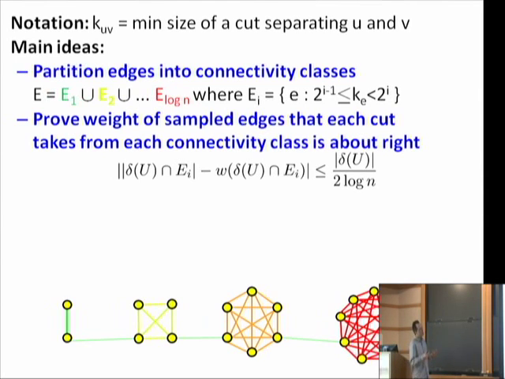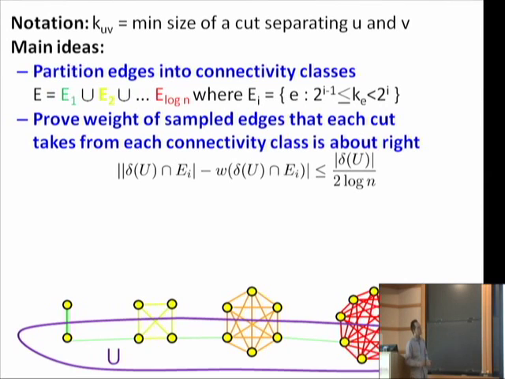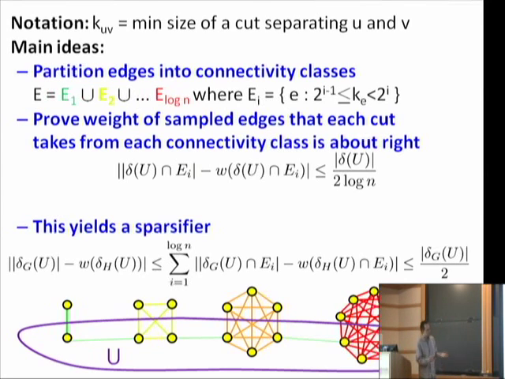So then the next step is to prove that the weight of the sampled edges that each cut takes from each connectivity class is about right, so the amount of error is not too large. For any cut U, the size of our cut U intersect Ei, if we look at the weight in our sampled graph versus the weight in the original graph, the error should be at most the size of the cut divided by, say, 2 log n. For example, we might take this cut U, and then we're looking at the intersection of the cut U with these different connectivity classes. Now, just by the triangle inequality, this shows that you get a sparsifier, right? The total error in the cut defined by U is at most the sum of the errors in each individual connectivity class. And we've chosen our parameters so that adds up to at most half of the cut value.